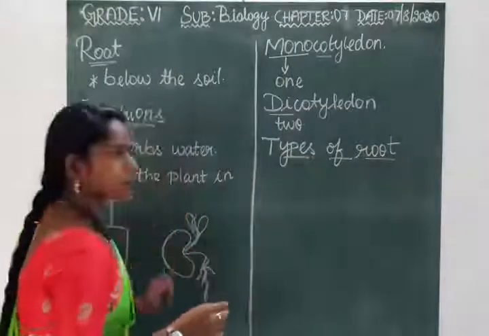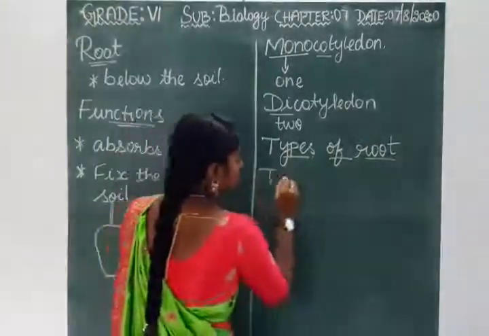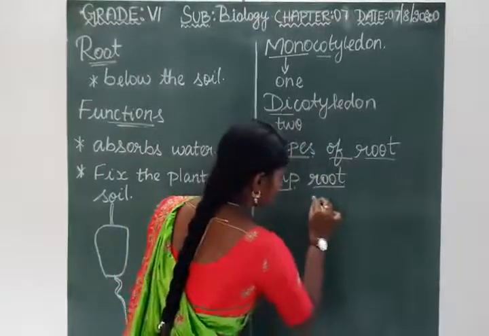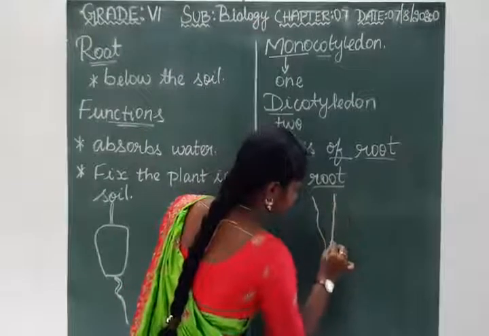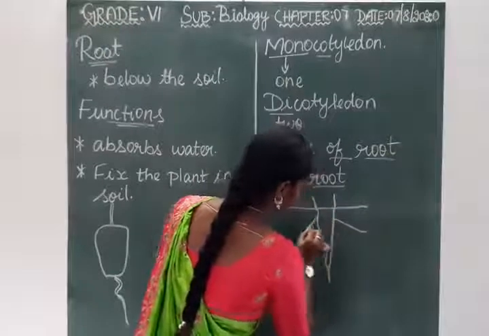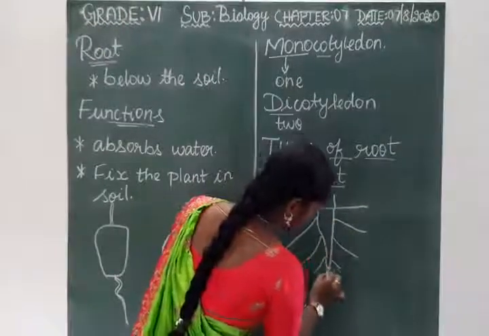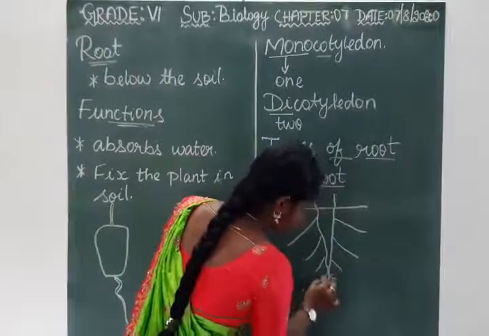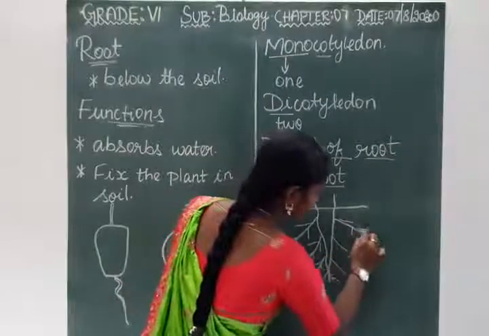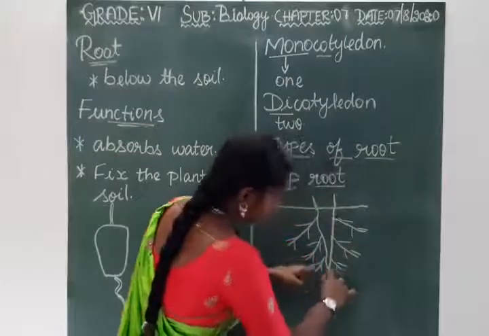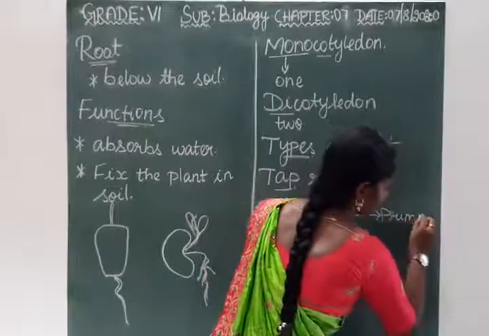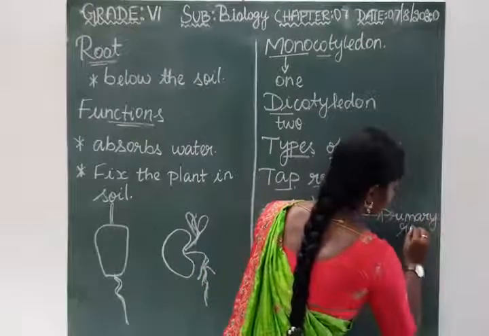First type we are going to discuss is the taproot system. So this is the taproot. First, they have the main branch. This main branch is called as primary root.